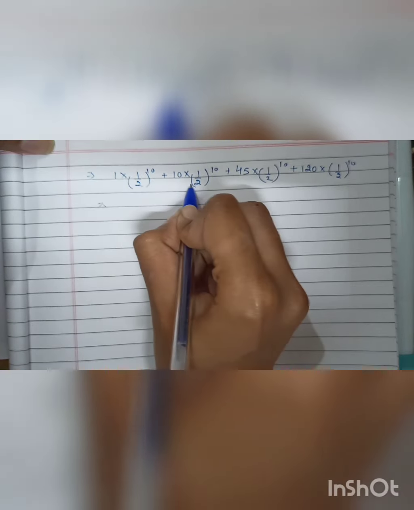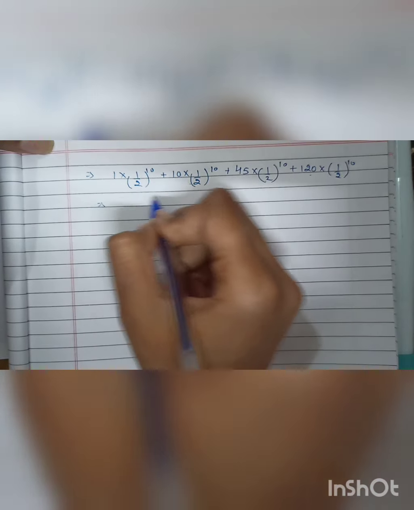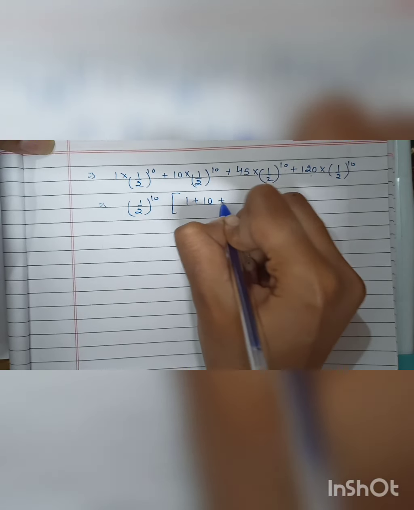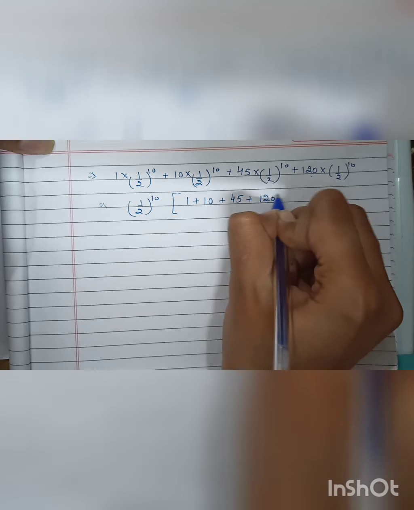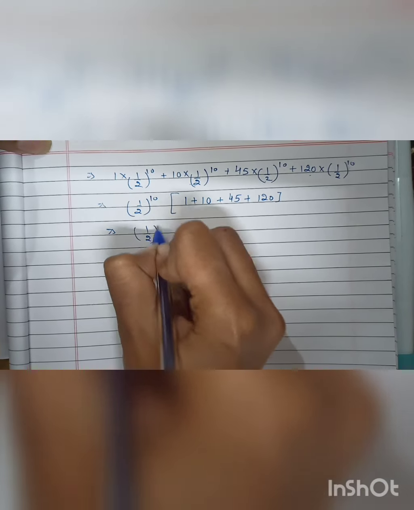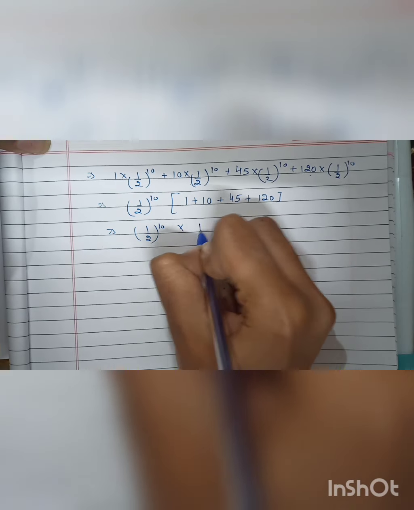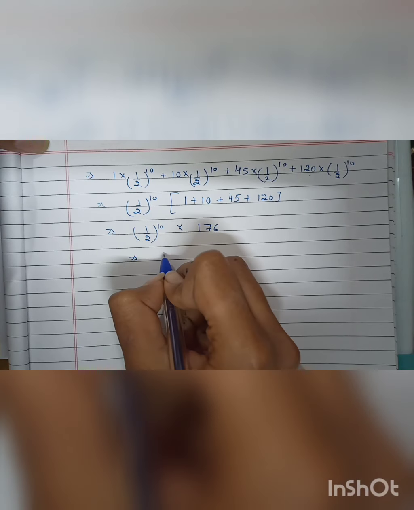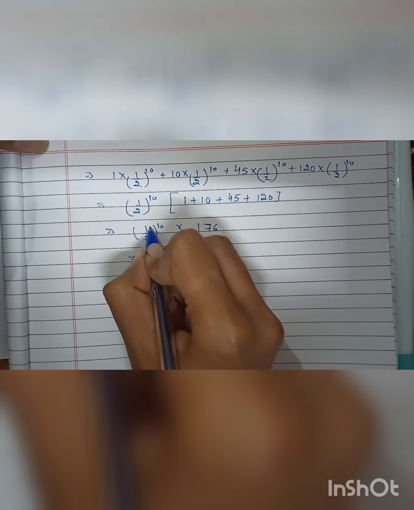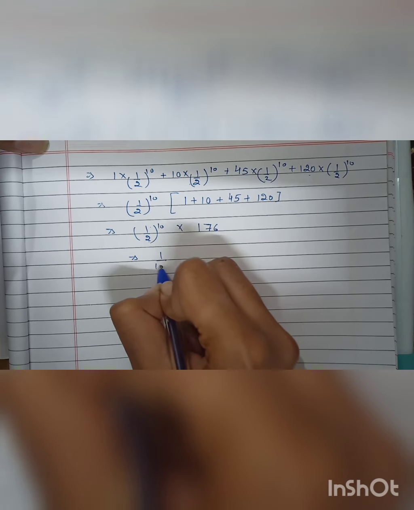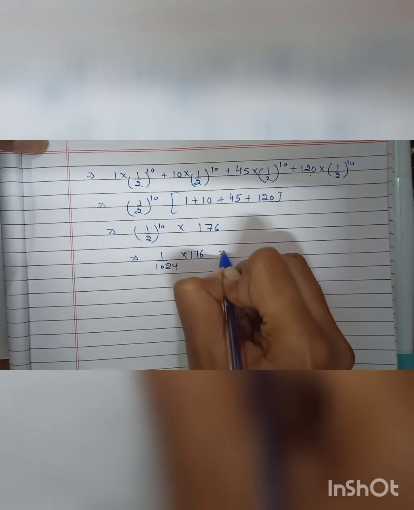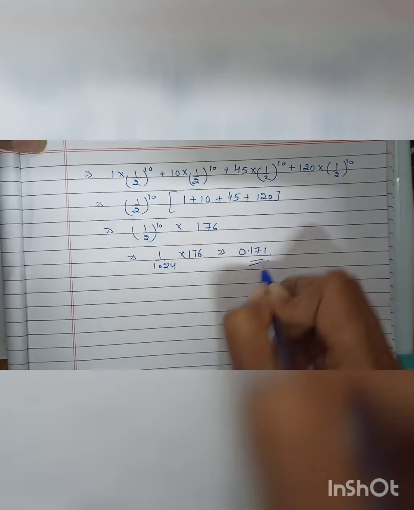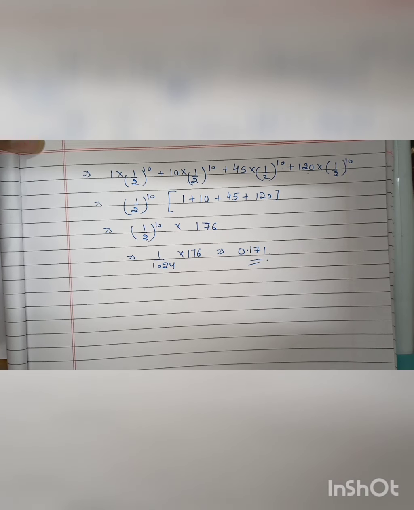As all of the four parts contain 1 by 2 to the power 10, we will take this as common and we get 1 plus 10 plus 45 plus 120, which gives us 1 by 2 to the power 10 multiplied by 176. 1 by 2 to the power 10 will be 1 upon 1024 into 176, and this gives 0.171 as our answer. So this is all for today.